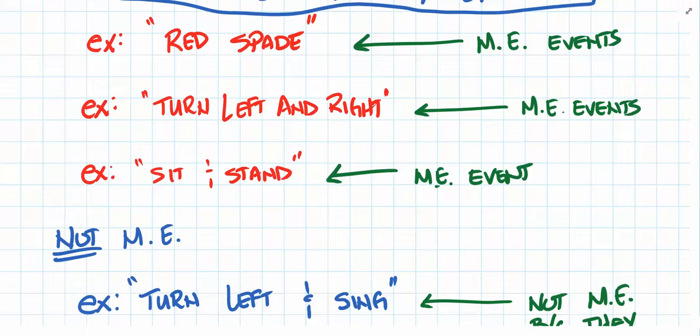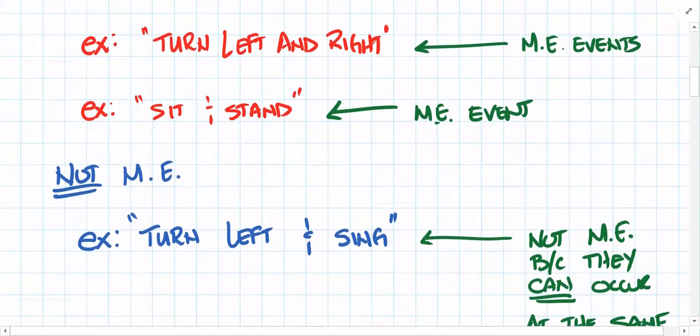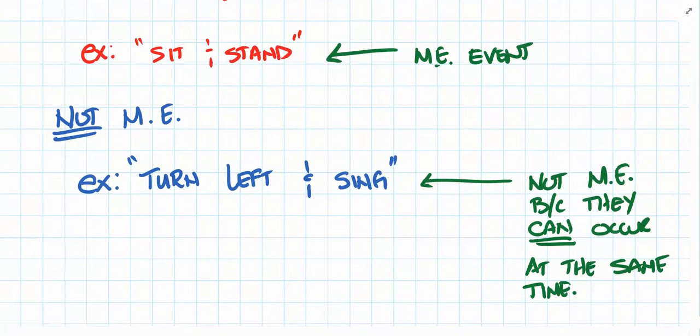Those are two. Here is an event that is not mutually exclusive, right? We could turn left and sing at the same time because those two events can happen at the same time, so therefore they are not mutually exclusive.